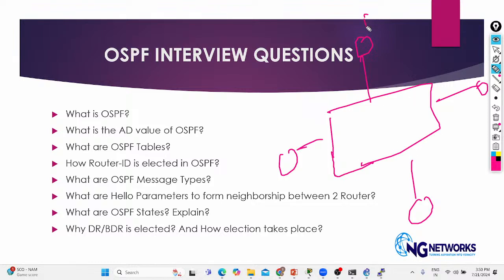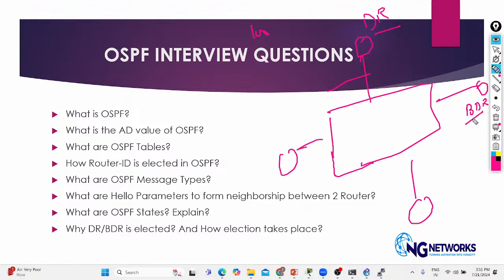So here we will be electing one DR and one BDR so that we can reduce the number of adjacencies, because if we are having 100 or 200 routers, then all the routers will need to maintain the adjacency of each other. Like if 100 routers, then 100 adjacencies, 200 then 200, it will become a very difficult task and the routing table will be very big. So to reduce this, we elect DR and BDR.